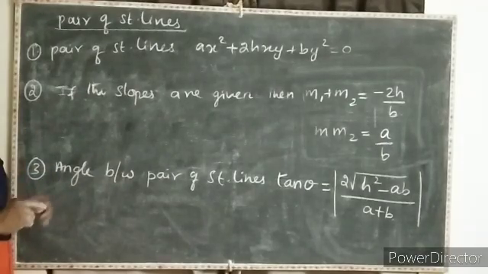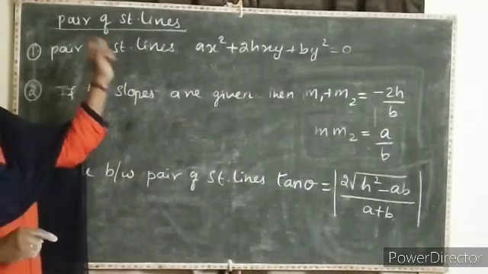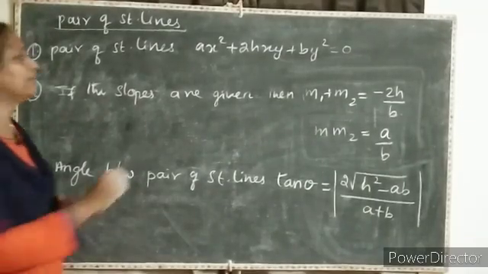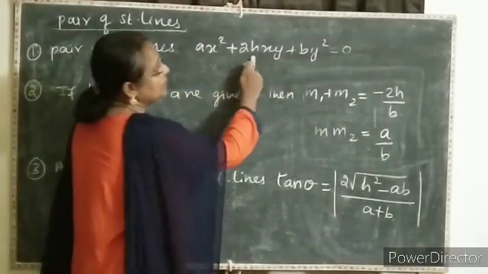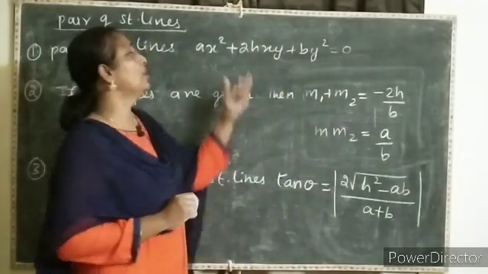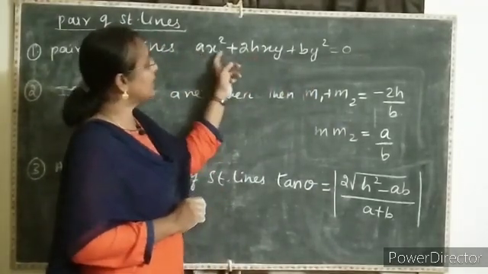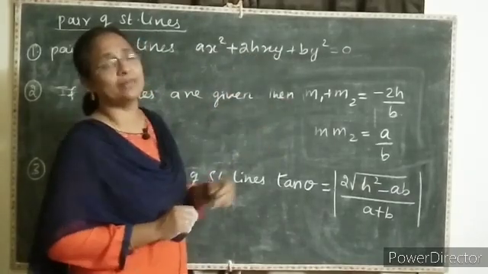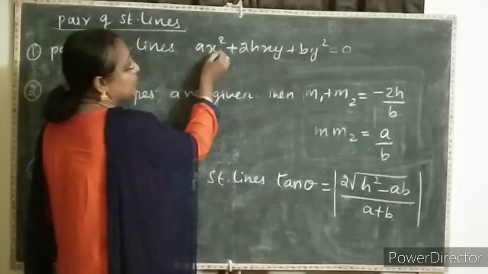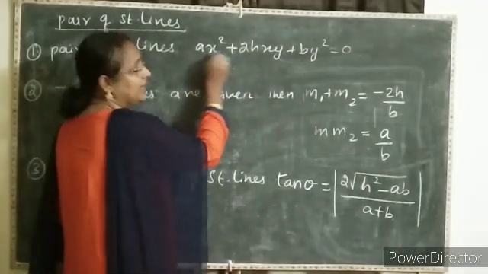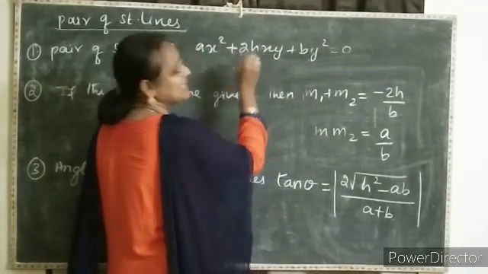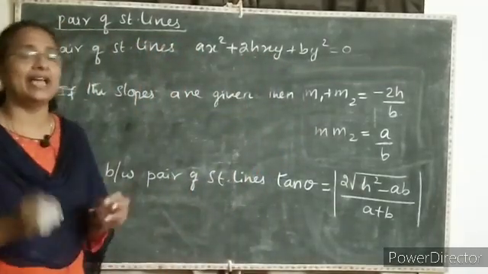The first one is the general form of the pair of straight lines. The general form of a pair of straight lines is given by ax squared plus 2hxy plus by squared is equal to 0. Please memorize this. Now, a stands for the coefficient of x squared, b stands for the coefficient of y squared and 2h stands for the coefficient of xy.